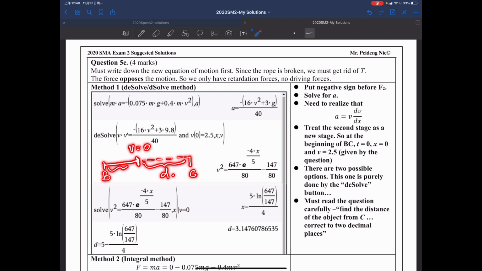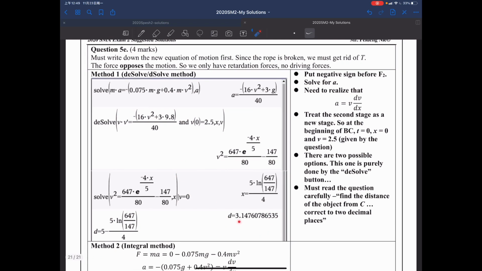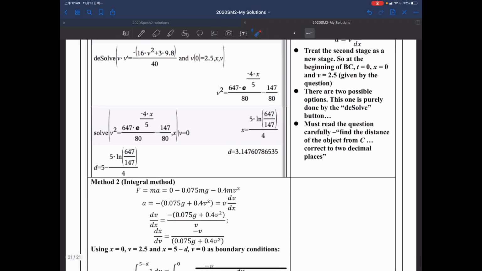So, make a link between this number here and d. We want to use 5 to take away this number. So the distance between the stopping point to C, let's say S to C, has a distance of that. Correct to 2 decimal places, 3.15, okay?